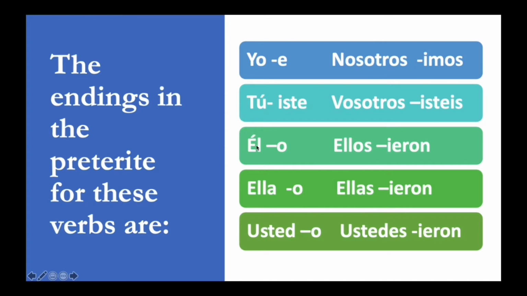So, él means he, ella means she, usted means you, formal. This is the singular third person. Then ellos, ellas, ustedes is third person plural. It has the same ending.